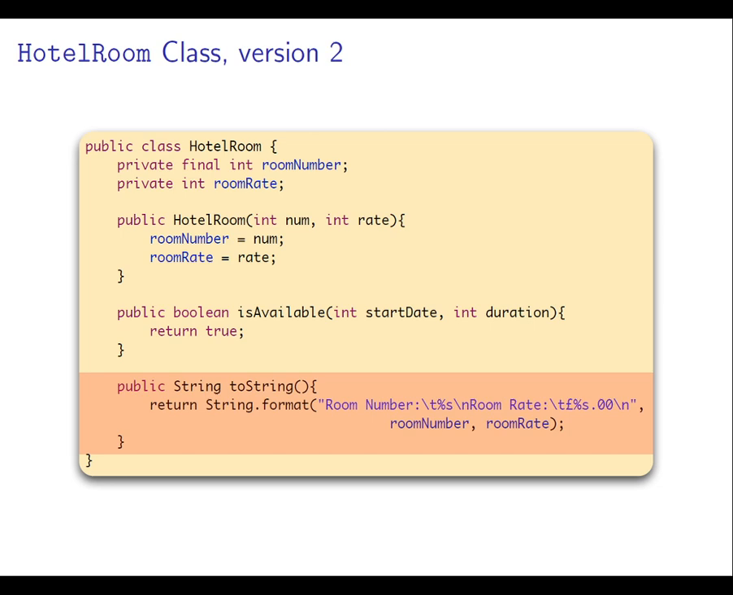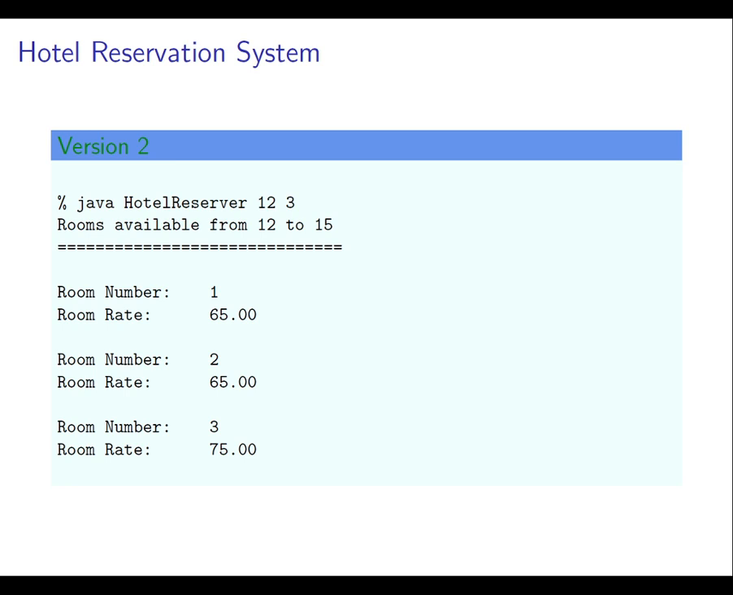What you can do is implement your own version of the toString method in your own classes, and that will make sure that you can print something sensible. So here's what we're going to print in this case. We're going to print out the room number and the room rate, and notice that we're using the format strings in order to get the information that we want printed out, as we saw recently. And then we get a much more sensible representation like that. You should play around with these things until you understand how to do this kind of thing.